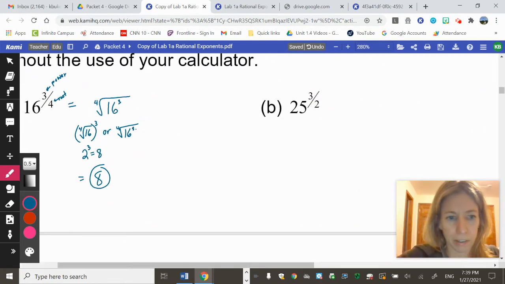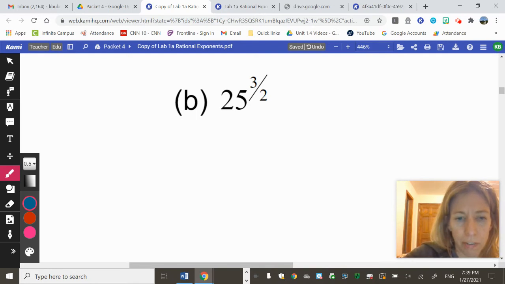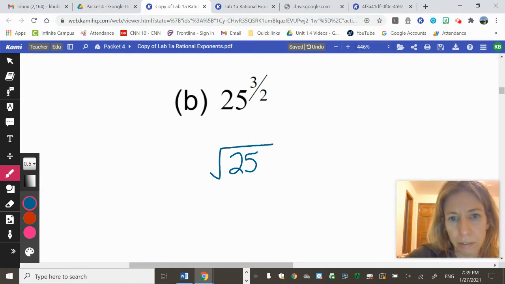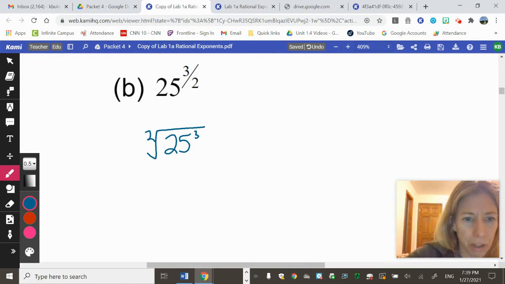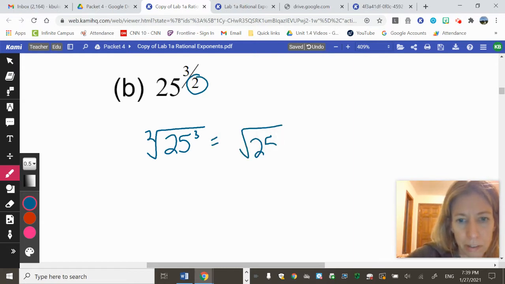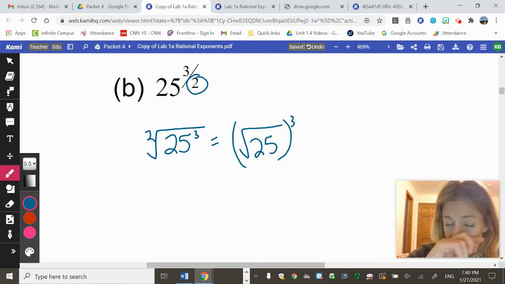All right, next one. We have 25, which is going to go underneath our root symbol. The power is 3 and the root is 2. So again, in this case, we're going to want to do the root first. And if the root is 2, we don't have to put the 2 in there.